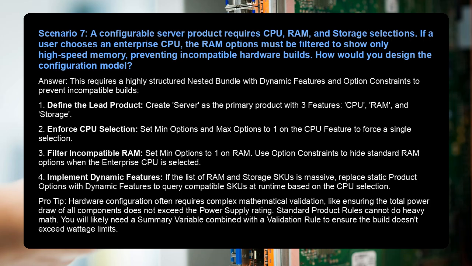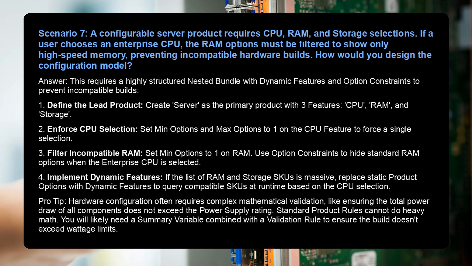If a user chooses an enterprise CPU, the RAM options must be filtered to show only high-speed memory, preventing incompatible hardware builds. How would you design the configuration model? Answer: this requires a highly structured nested bundle with dynamic features and option constraints to prevent incompatible builds. 1. Define the lead product. Create server as the primary product with 3 features: CPU, RAM, and storage.